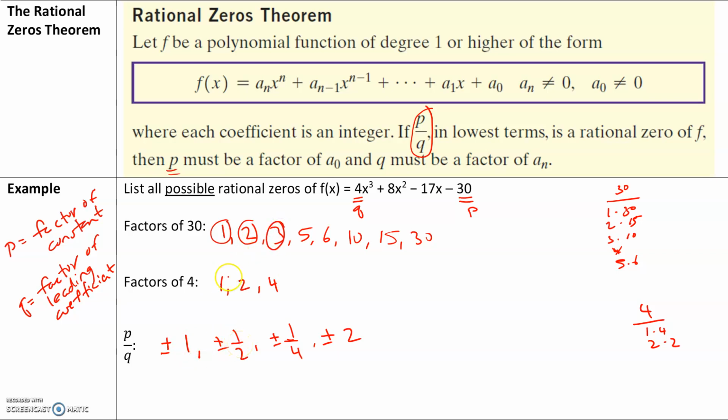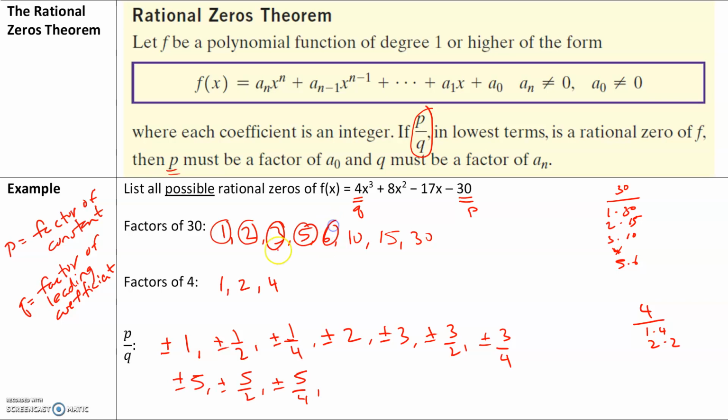Now let's go to 3. So 3 over 1, that's going to be plus or minus 3. 3 over 2, that's going to be plus or minus 3/2. 3 over 4, that's going to be plus or minus 3/4. Now let's go to 5. So we got 5 over 1, that's going to be plus or minus 5. 5 over 2, that's going to be plus or minus 5/2. 5 over 4, that's going to be plus or minus 5/4.